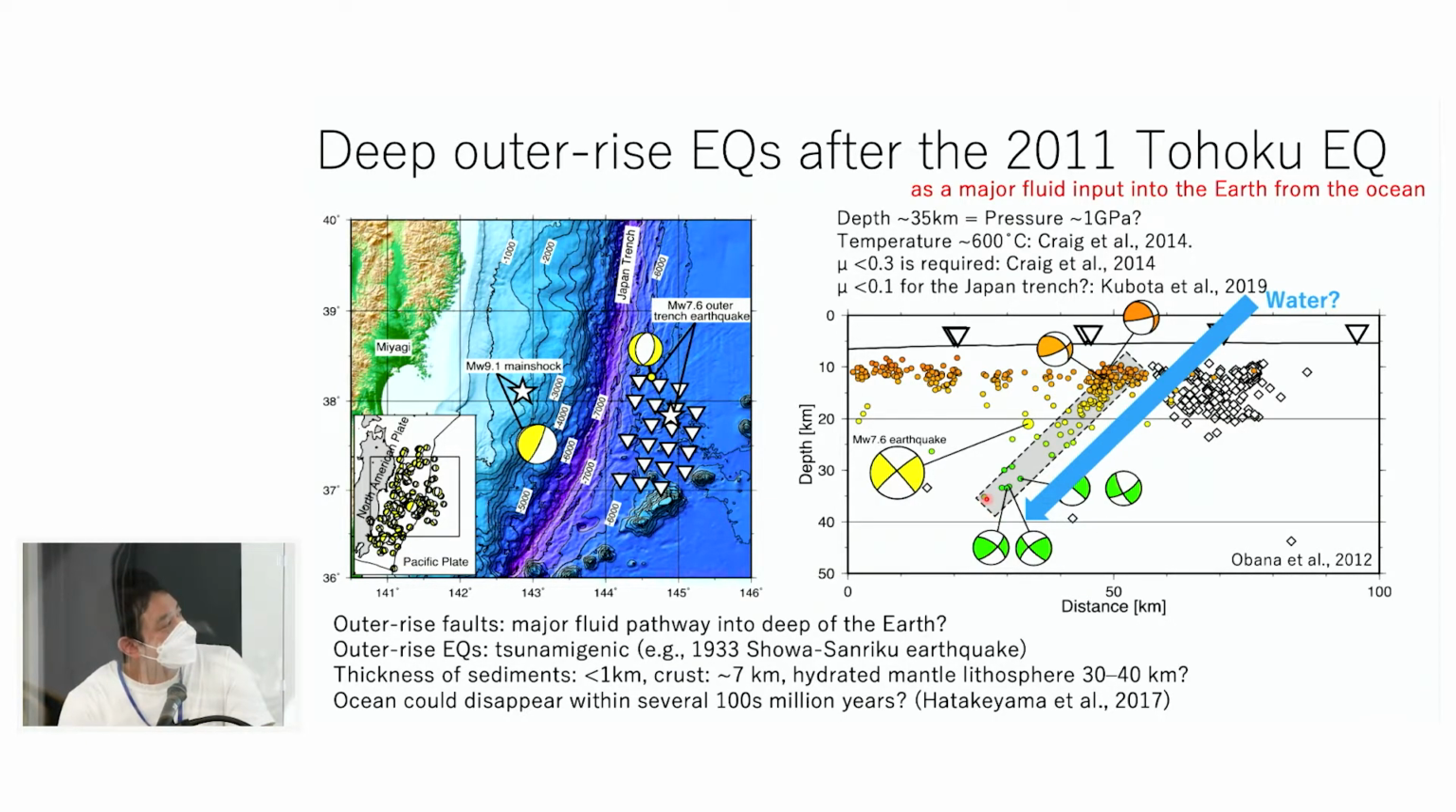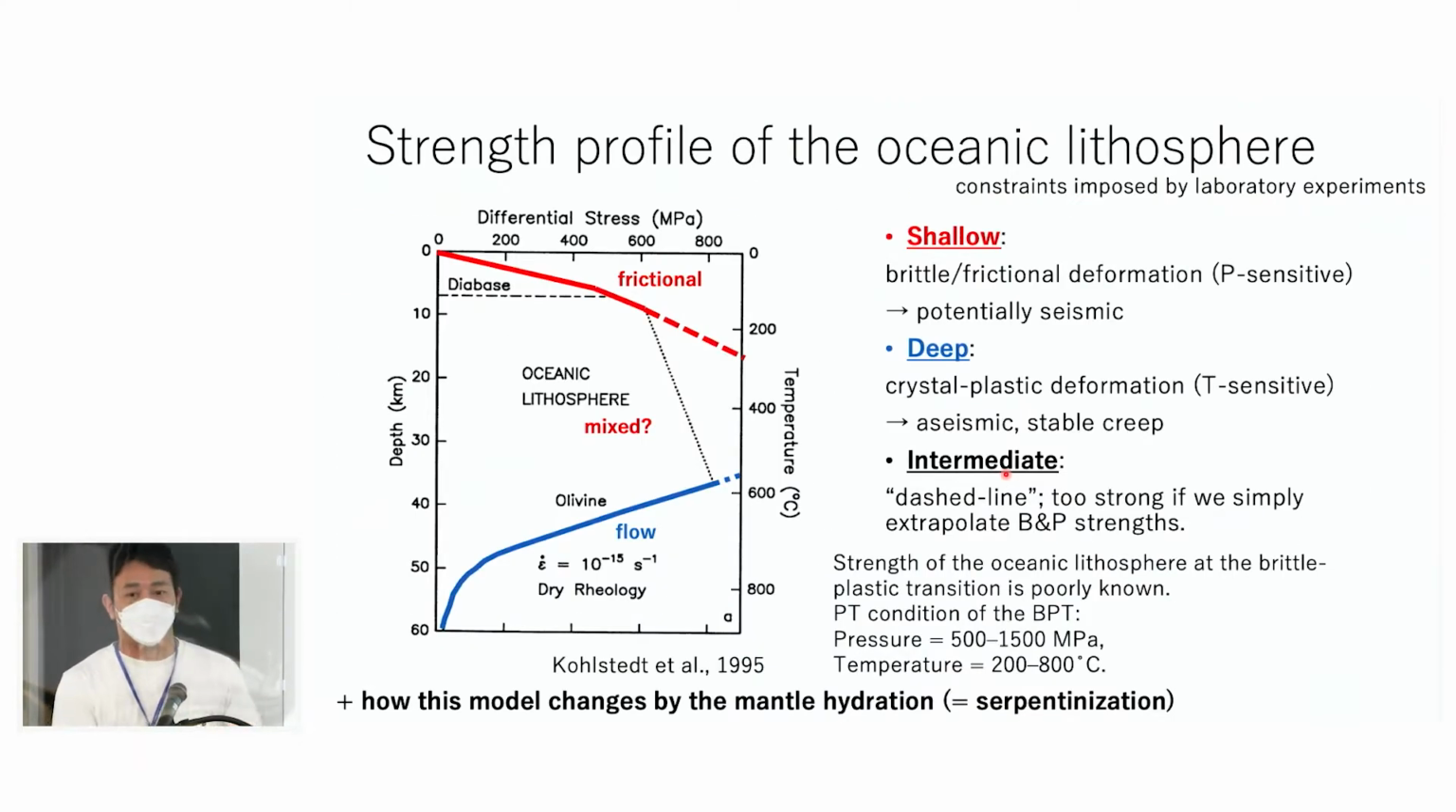Then here, we have earthquakes at 30 or 40 kilometers in depth. What does that mean? Usually, inland earthquakes occur shallower than 20 kilometers. Usually earthquakes occur at 10 to 20 kilometers in depth, but here are enormously deep earthquakes, the double. So what we need to think about is the strength of the plate. This is from a classic, very famous paper by Kohlstedt et al. Here, depth is a function of differential stress.